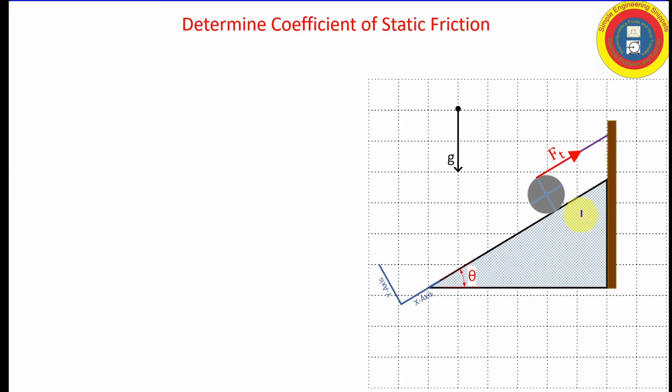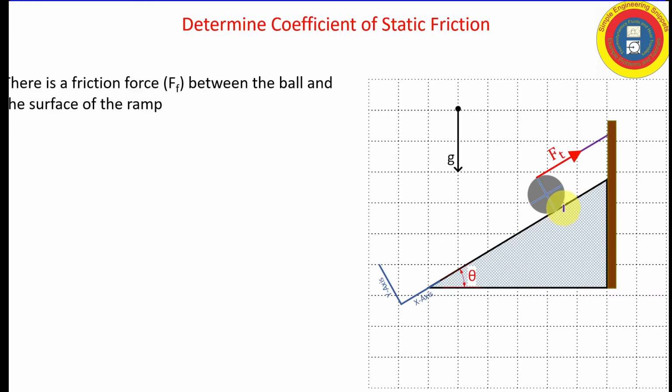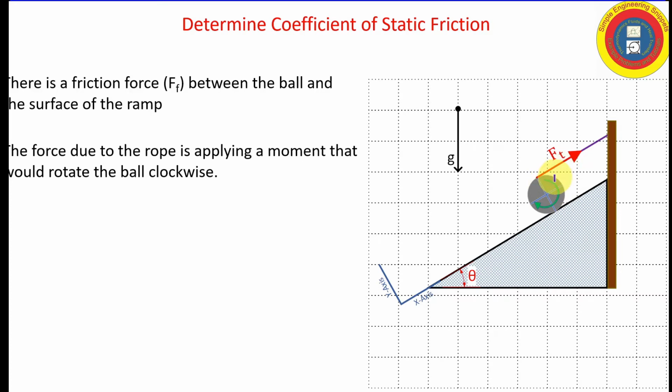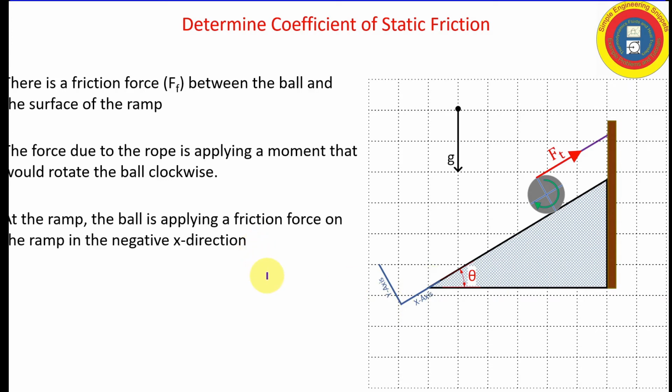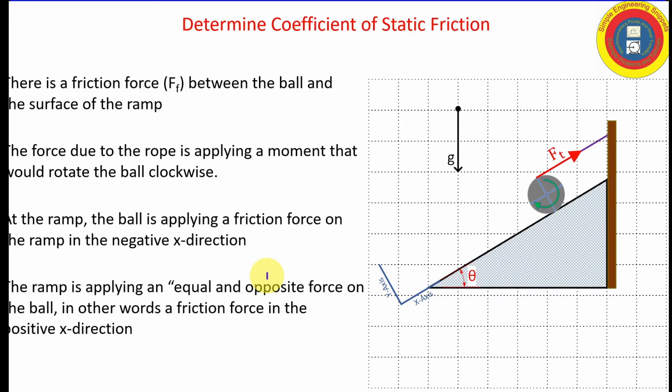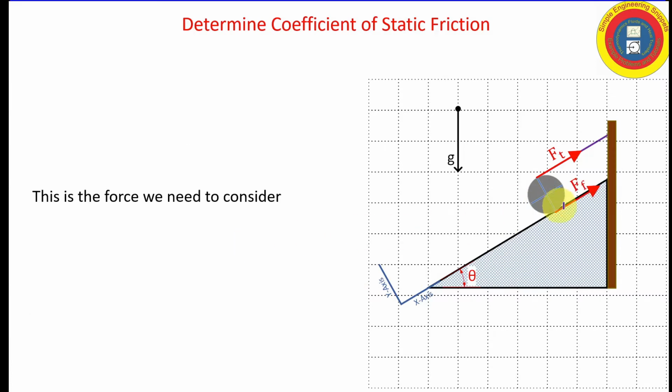And there is going to be a frictional force between the ball and the ramp, so it's good, actually important, to identify the correct direction on that. So the force of the rope is acting on the top and pulling on the top, and so it's going to tend to want to rotate the ball clockwise as shown. And so the ball will be pushing on the ramp in the minus x direction. But we're not worried about what the ball is doing to the ramp. We're worried about what the ramp is doing to the ball. So there's going to be an equal and opposite friction force applied to the ball from the ramp in the positive x direction as shown. That's the force that we need to consider.